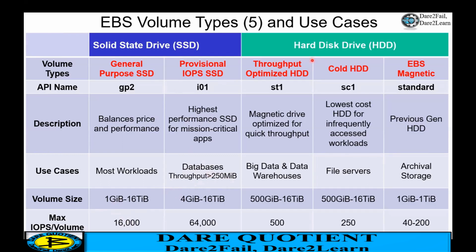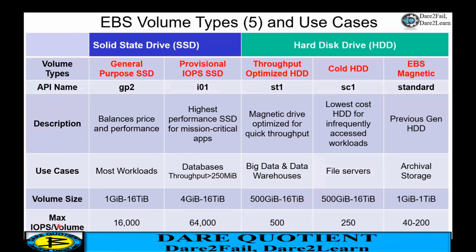For the hard disk drives, for the throughput optimized, the API name is ST1, and that is the lowest cost designed for frequently accessed, throughput intensive workloads. It is a magnetic drive, so the HDD drives are magnetic drives. The use case for the throughput optimized HDD is for big data and data warehousing. The volume size is 500 gigabytes to 16 terabytes, and the max IOPS is 500.